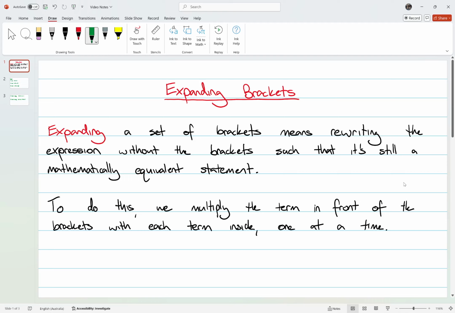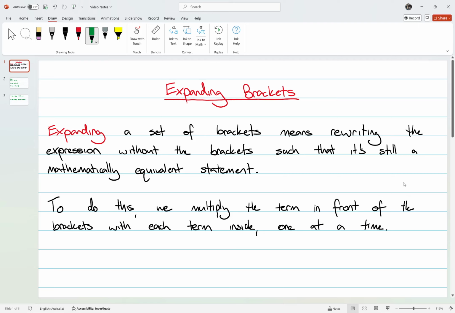Hi everyone, this video is about expanding brackets. Expanding a set of brackets means rewriting the expression without the brackets such that it's still a mathematically equivalent statement, meaning that what you had before you expanded and what you have after you expanded are still saying the same thing. You don't just remove the brackets and call it a day.